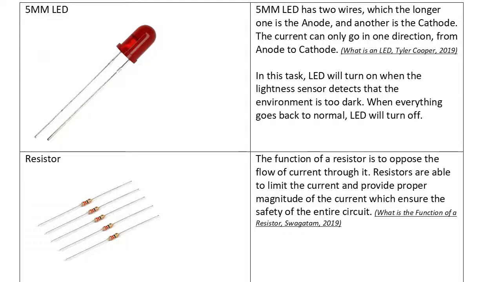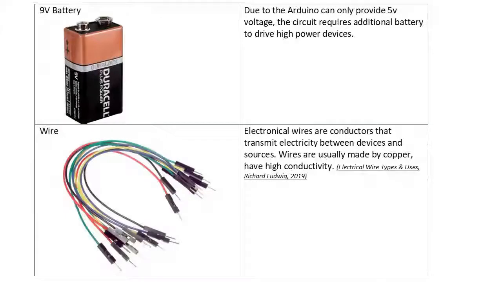When everything goes back to normal, the LED will turn off. And then the resistor. The function of the resistor is to oppose the flow of the current through it. Resistors are able to limit the current and provide proper magnitude of the current, which ensures the safety of the entire circuit. The 9V battery: since the Arduino can only provide 5V, the circuit requires an additional battery to drive high-power devices.